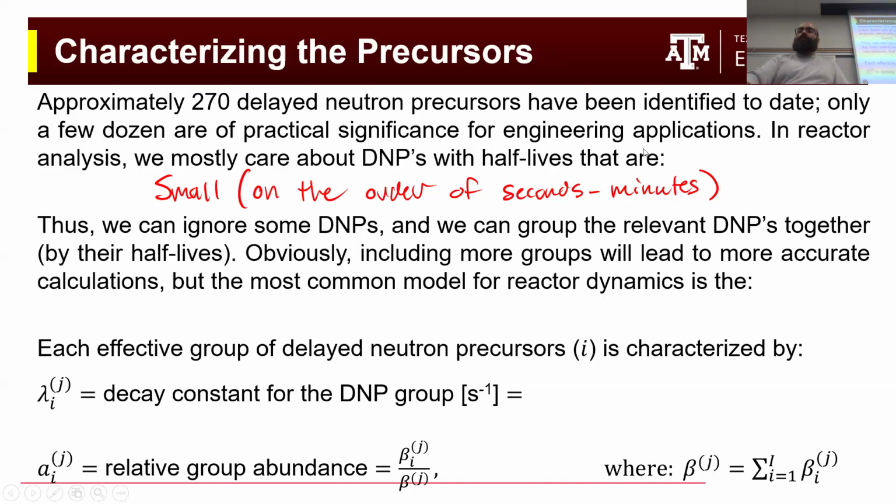And what we can also do is group a lot of them together, precursors that have similar half-lives. That's what we mean when we say delayed neutron precursor groups: we might take 5 or 6 nuclides that are delayed neutron precursors with similar half-lives and lump them all together. In general, the most common number that we use is 6 DNP groups, so our big I goes up to 6.